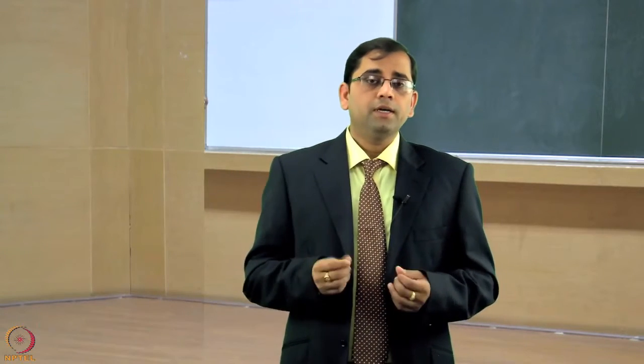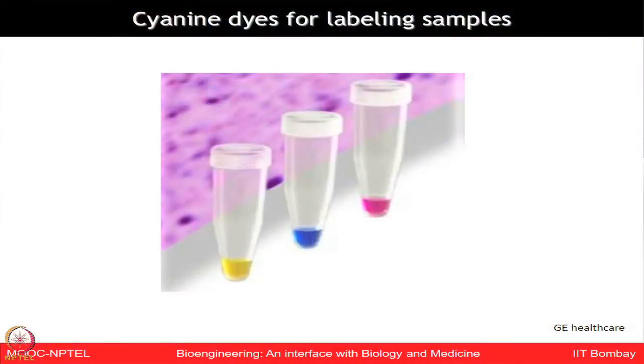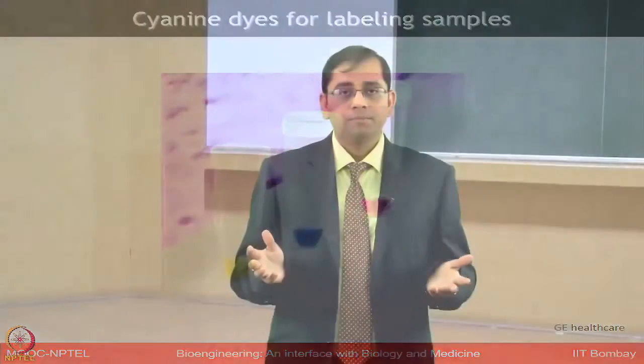So, in DIGE technology, different protein samples are labeled with different cyanine dyes. They are then mixed together and run like a 2D gel. So, you are in some way utilizing the 2D gel properties, but to avoid the variability from one sample to another, you are labeling them with dyes which are cyanine dyes.